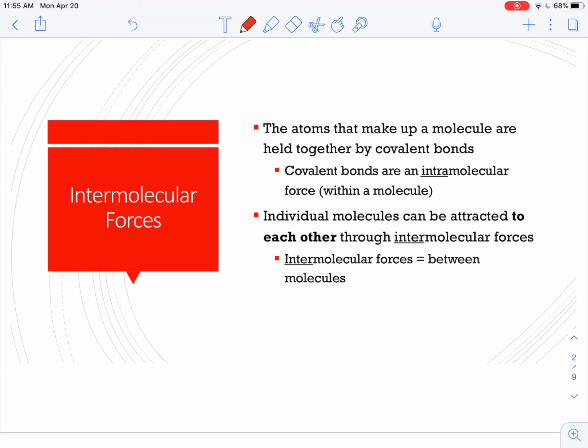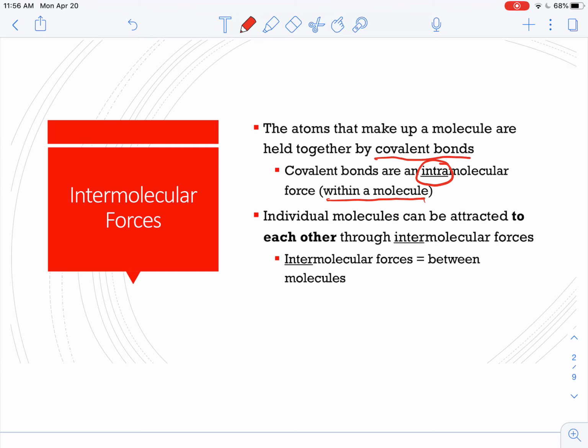When we look at all of these molecules we've been studying so far, they're going to have a few different atoms held together by covalent bonds. So if we look inside of a molecule, we have a couple of different atoms held together by covalent bonds. We refer to these covalent bonds as intramolecular forces. When you say intra, we kind of mean inside of. We're looking at these forces that occur within a molecule.